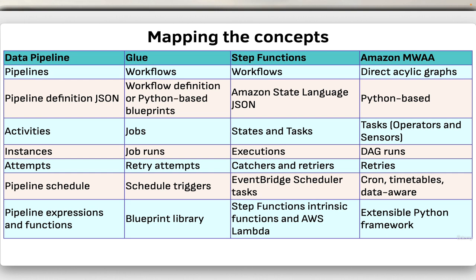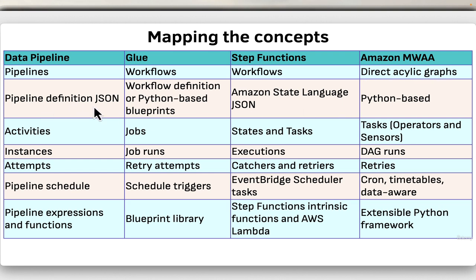So this is a table where we have the older Data Pipeline, which is no longer recommended, and we have the three alternatives: AWS Glue, Step Functions, and Amazon Managed Workflows for Apache Airflow. So this one is the old term, and if you want to migrate, how you will go about it. In this one, it's called pipelines. In Glue, we call it workflows, and in Amazon Managed Workflows, we call it directed acyclic graphs or DAGs.